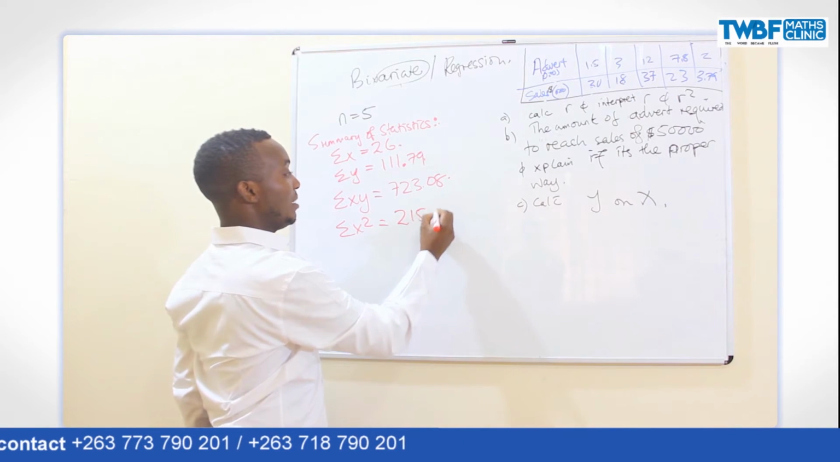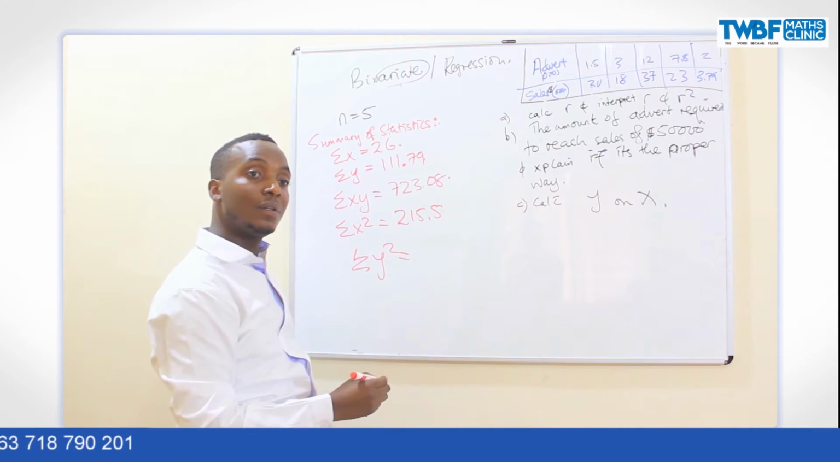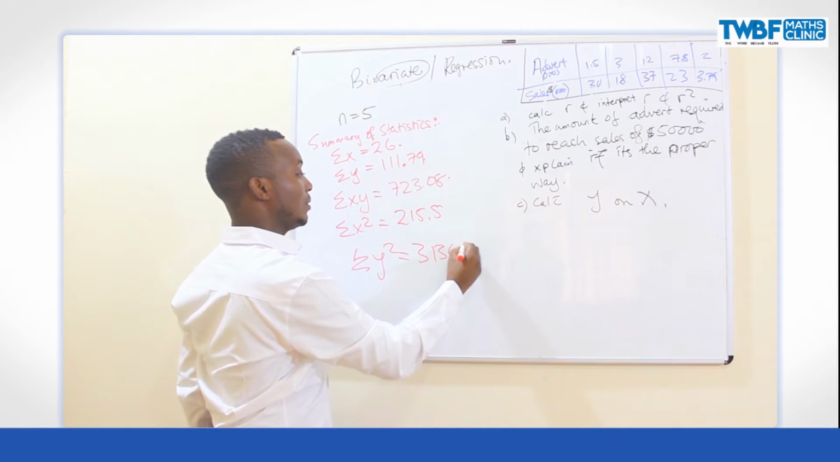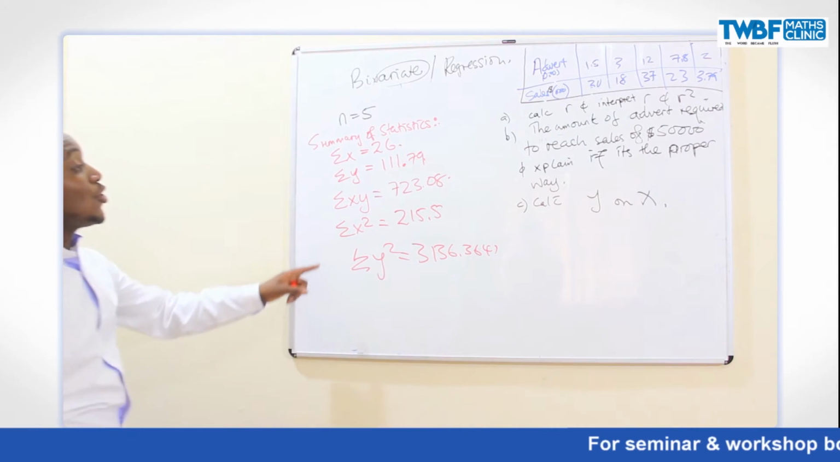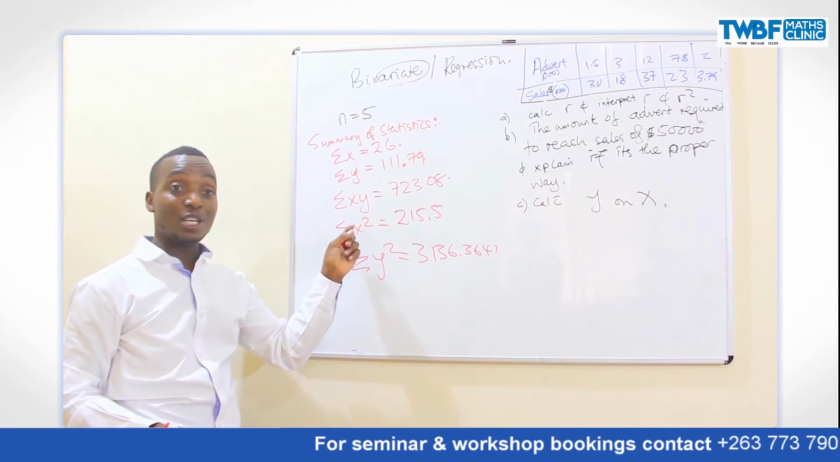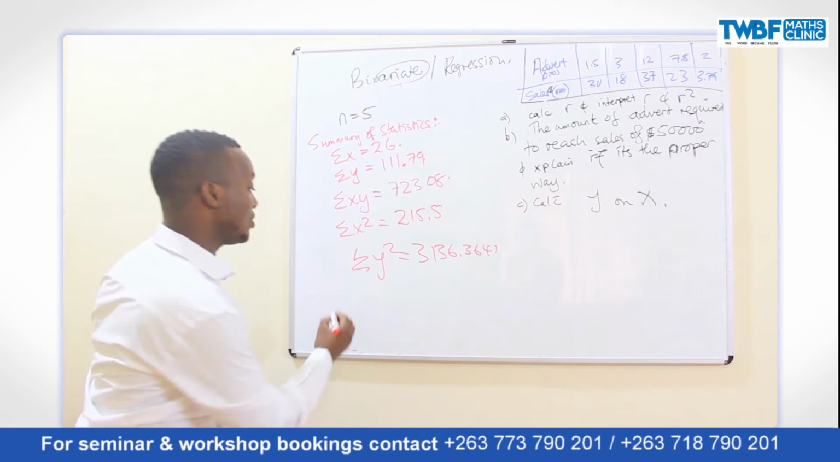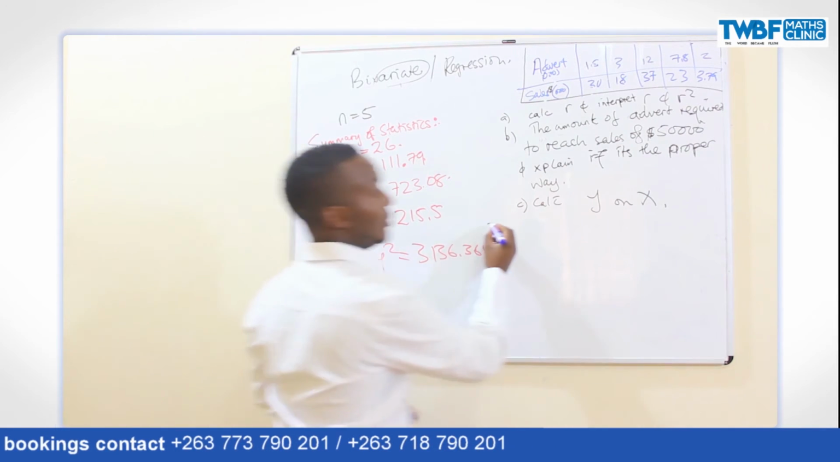What is summation of y squared? 3136.3641. Alright, so this is your summary of statistics. This is the statistics that you are going to use to be able to answer the question. So we are now on part A.